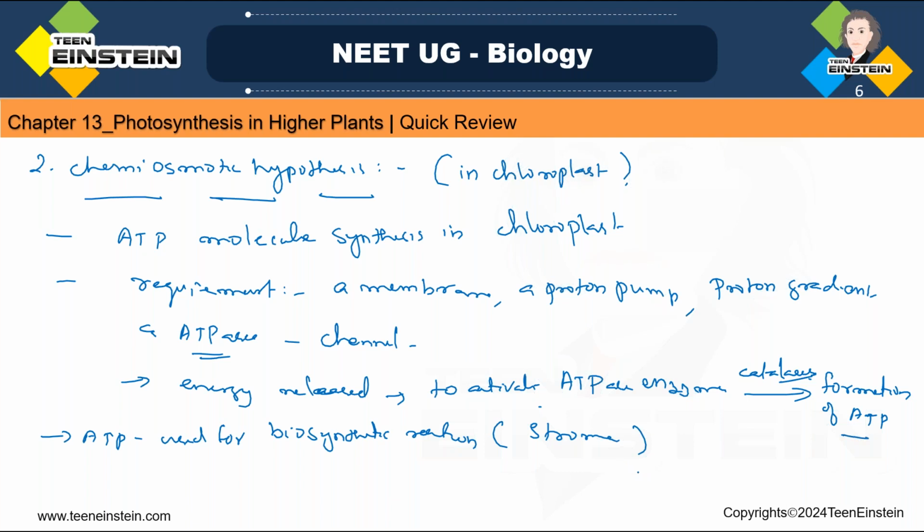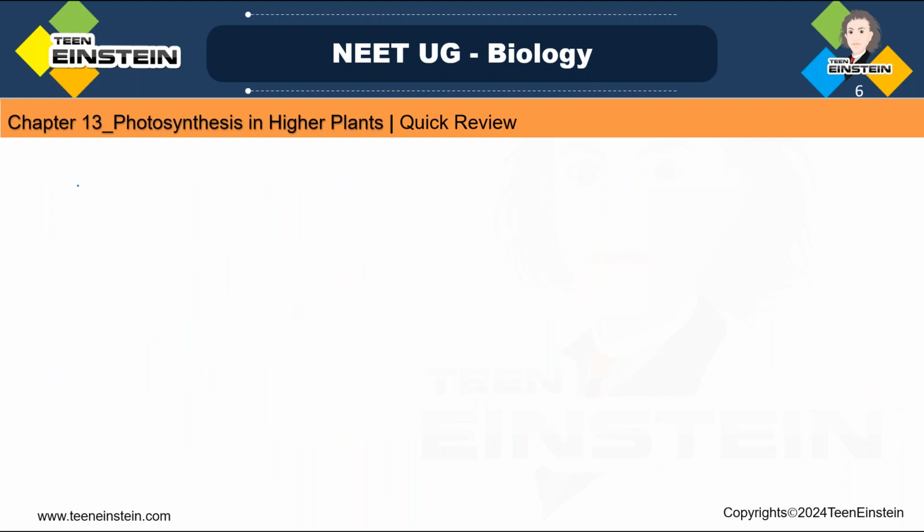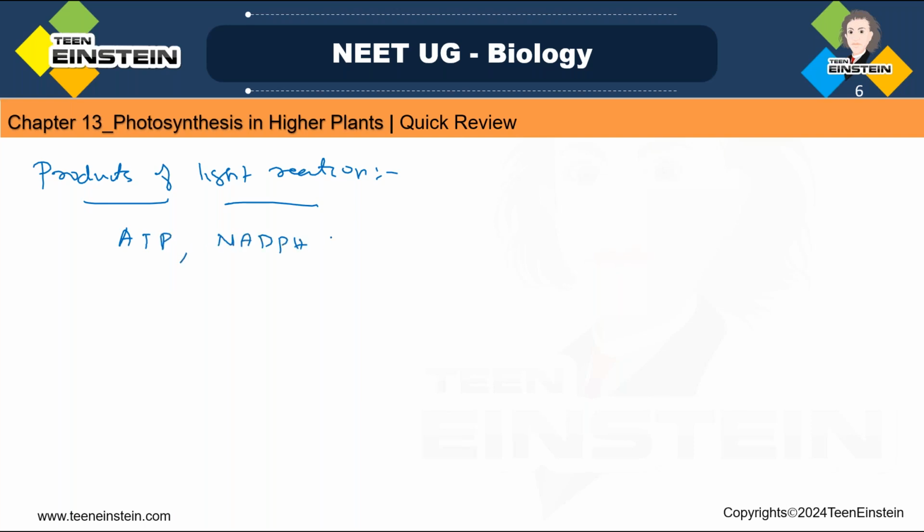So what are all the products of the light reaction? This is a very important point, and it is the most repeated question. The products of the light reaction are ATP, NADPH, and oxygen. And here we said this oxygen diffuses out of the chloroplast.